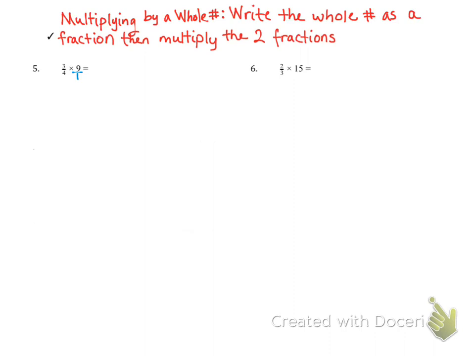Now you're going to multiply the numerators. So 3 times 9 is 27, and then 4 times 1 is 4. So we have 27 over 4.